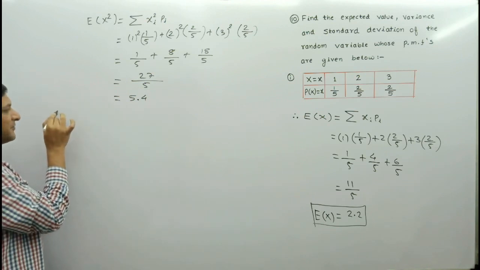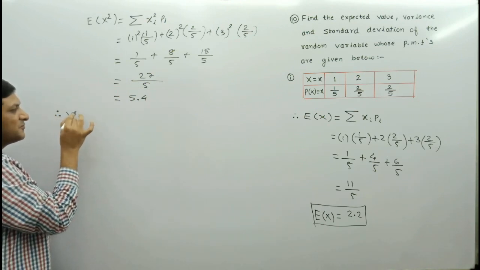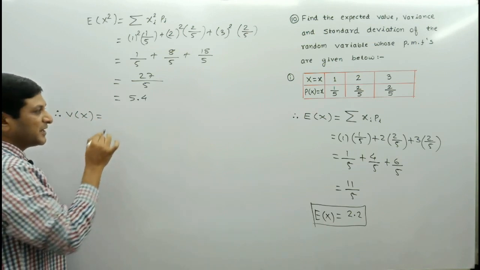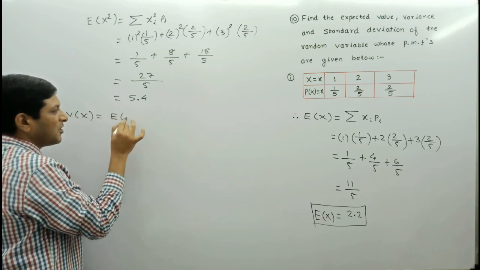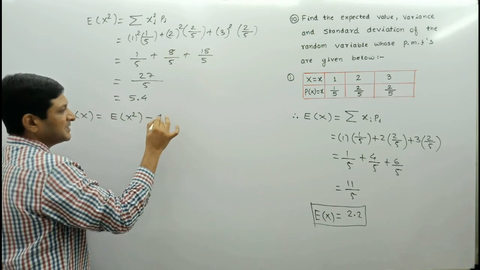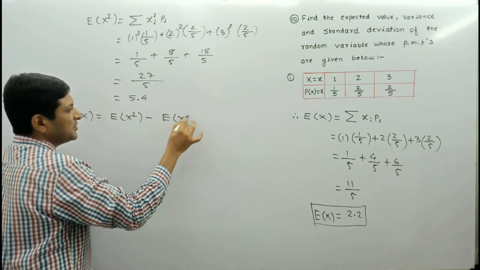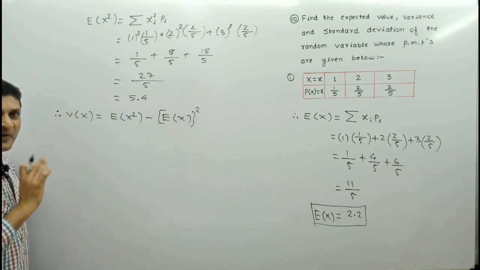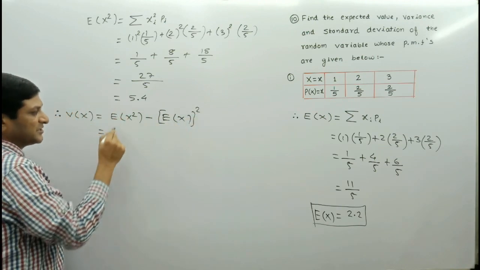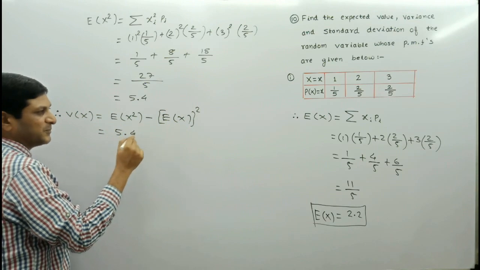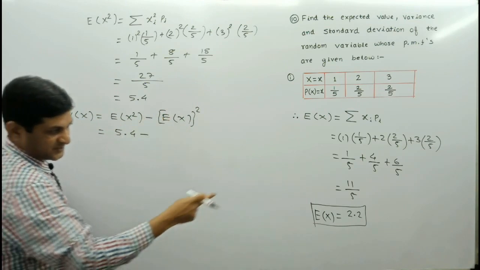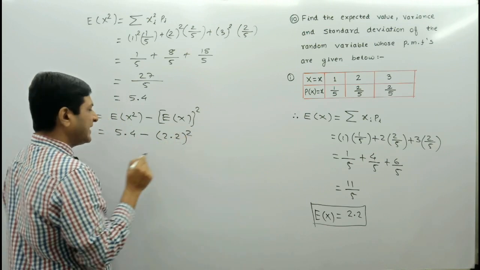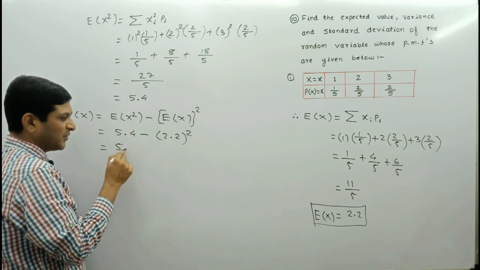Once the value of E of x is known to us, then find out V of x, means variance of the random variable. And what is the formula to find out V of x? That is E of x square minus square of E of x. Square of what? E of x. This is the formula to find out variance. So E of x square, just now we have got its value 5.4, minus E of x, already its value is known to us, 2.2. Keep the square as it is.